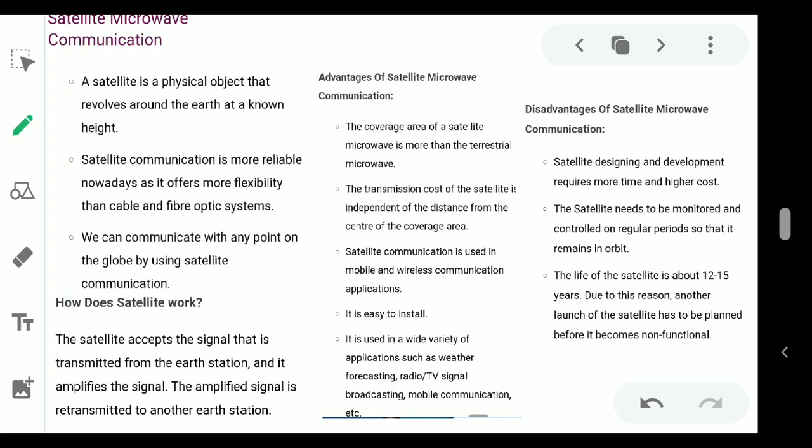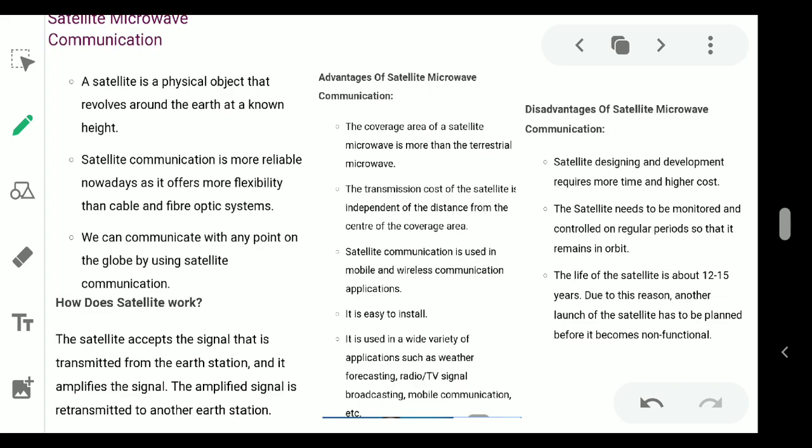So what are the advantages of that? It covers a larger area. The transmission cost of the satellite is independent of the distance from the center of the coverage area. Satellite communication is used in mobile and wireless communication. It is very easy to install.